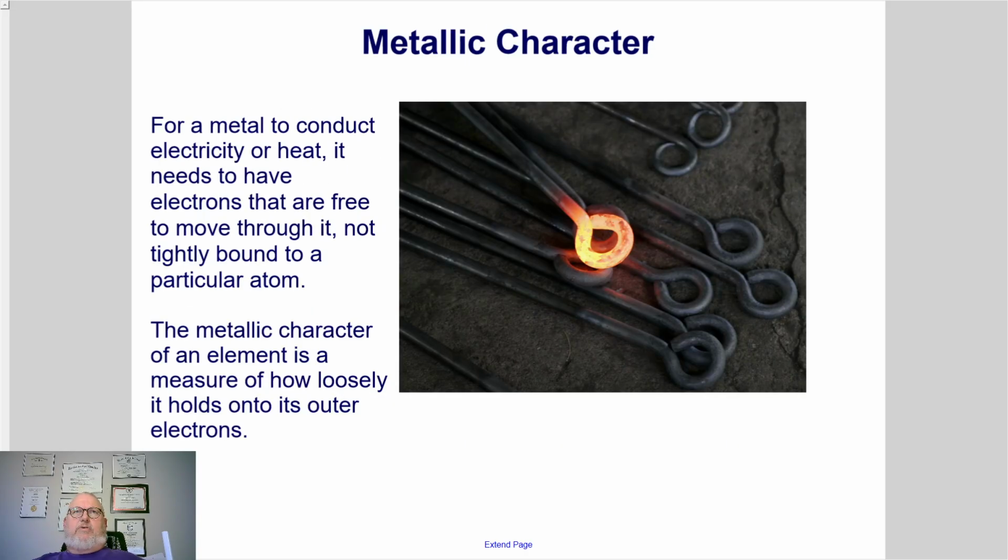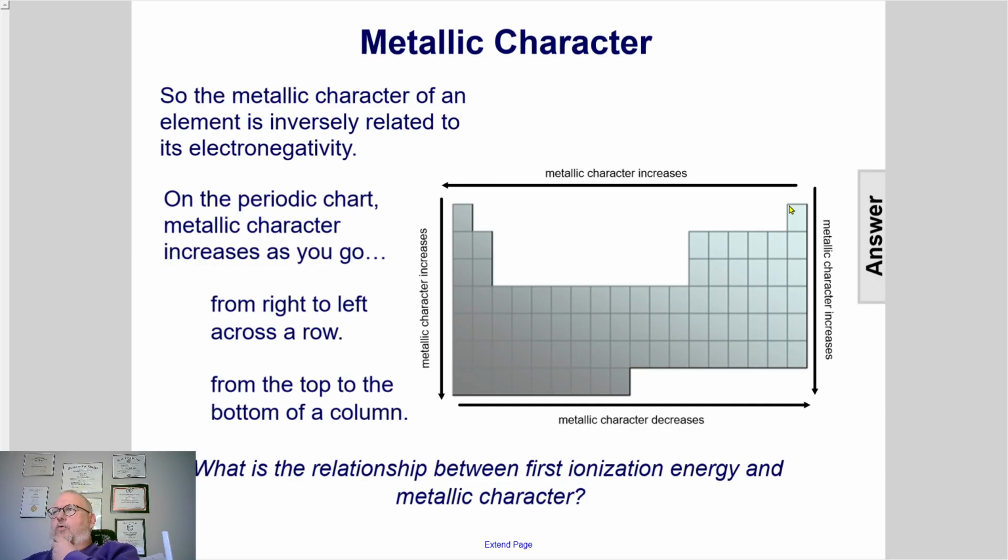So let's talk real quick about metallic character. Metals like to live in a sea of electrons. They like to give up electrons. They're able to have them free to move about. They're not really tightly bound to anybody. So when we say metallic character, we're looking at how easy it is to give up an electron. So metallic character will increase going right to left. It decreases going left to right. Metallic character increases going top to bottom.